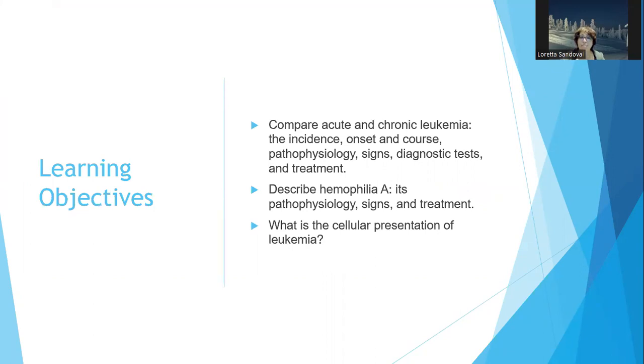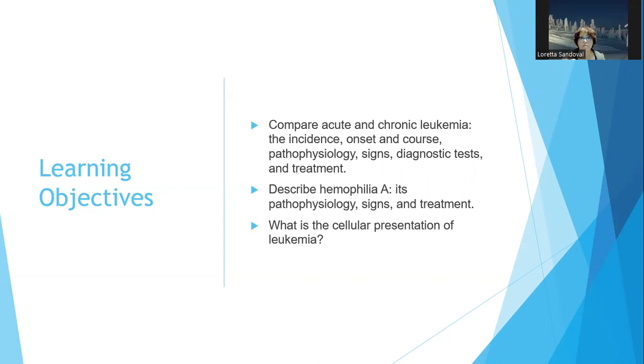Compare the different types of leukemia in terms of onset, incidence, course of the disease, etc. There's a lovely chart for that. I like that. I want you to know what hemophilia A is, its pathology, signs, and treatment, and what the cellular presentations of the different types of leukemia are.